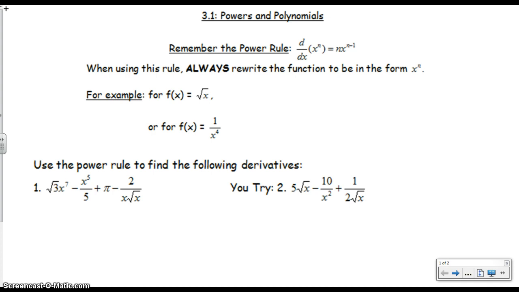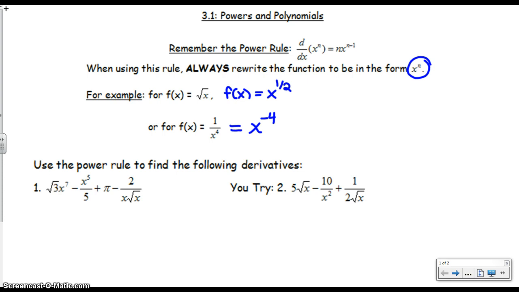So in order to use the power rule, first you have to rewrite any function that can be rewritten into the form x to a power, x to the n. So for example, f of x equals radical x, you would rewrite as f of x equals x to the 1/2. Or f of x equals 1 over x to the 4th, that is equivalent to x to the -4. So hopefully you remember those rewriting rules from trig class 2 years ago. You do need to know how to rewrite radicals and negative exponents.